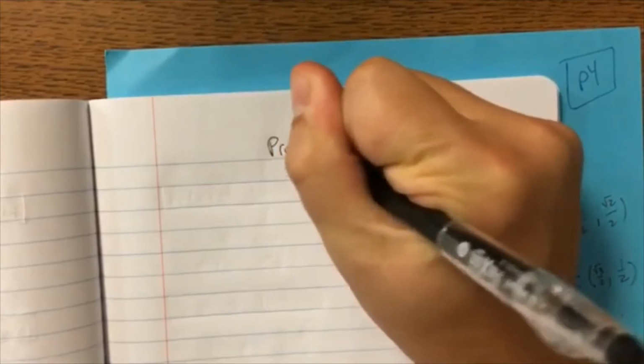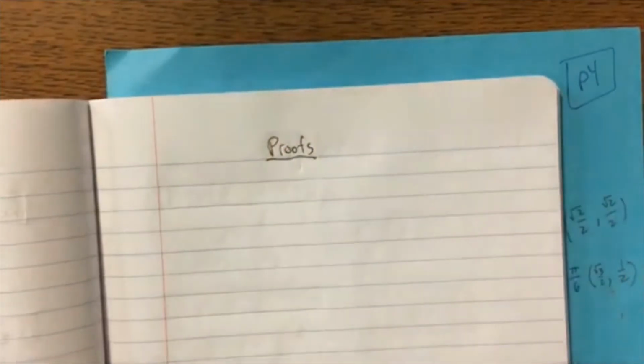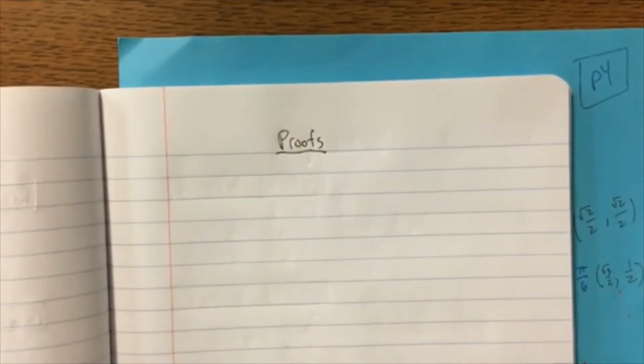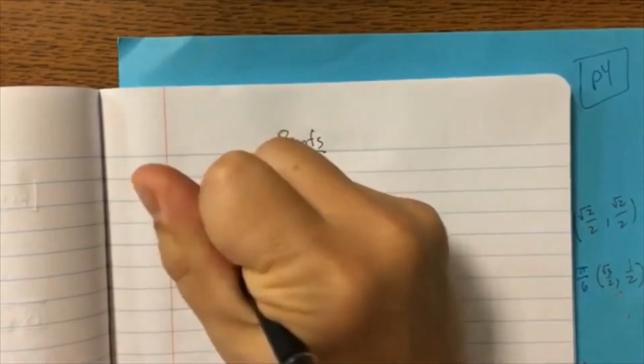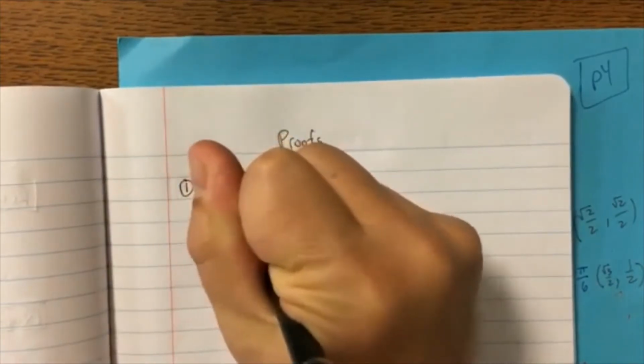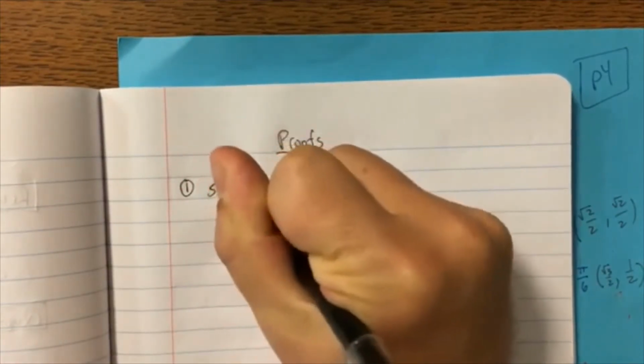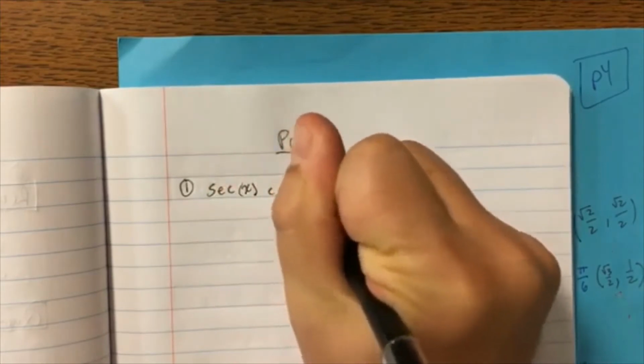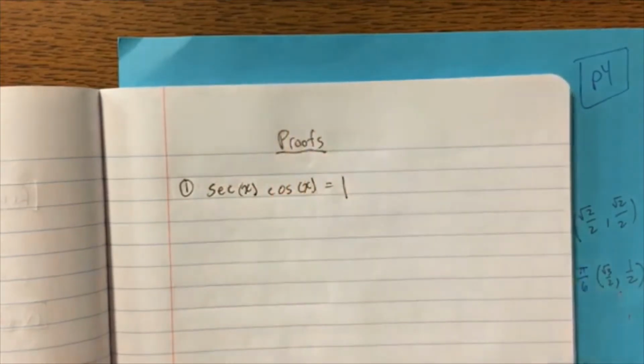So we are going to prove the following statement. Let's begin our proofs. All right, so we'll start with an easy one, okay? We want to prove that secant x times cosine x equals 1.